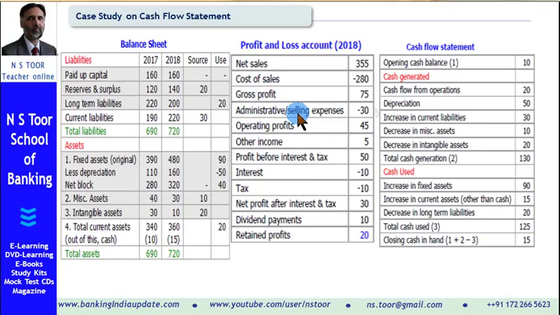Well friends, I am sure the contents of this video will benefit you to understand the cash flow statement, the preparation as well as the interpretation part of that.